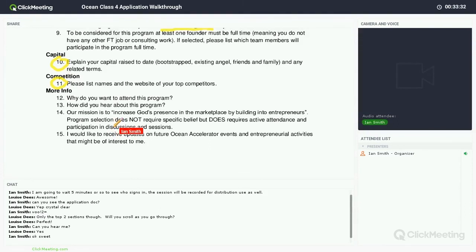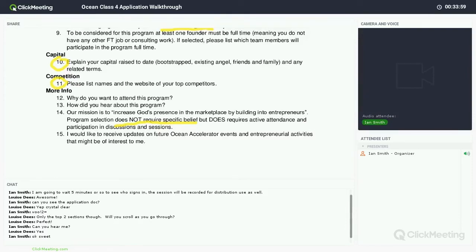We list our mission there to increase God's presence in the marketplace by building entrepreneurs. We said this is key. Program selection does not require a specific belief. We do not require you to adhere to a specific belief, but it does require active attendance and participation in discussions and sessions. So again, this is a checklist option as well, saying you understand this. We do not require that you're of a particular belief.